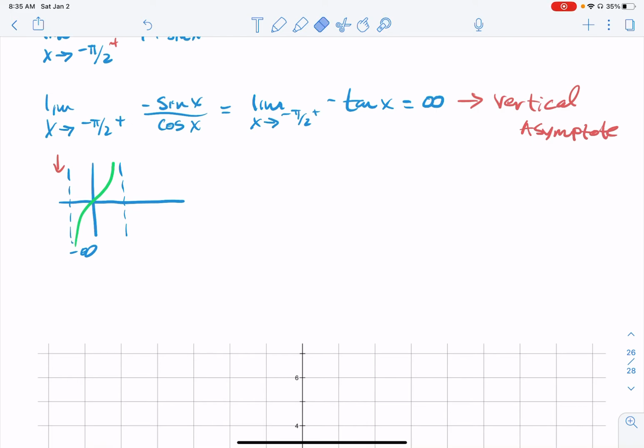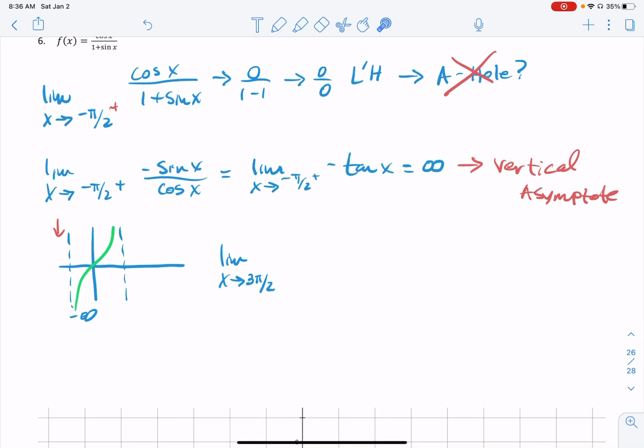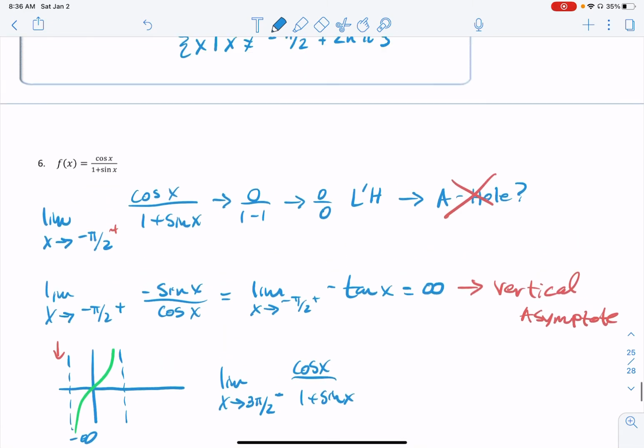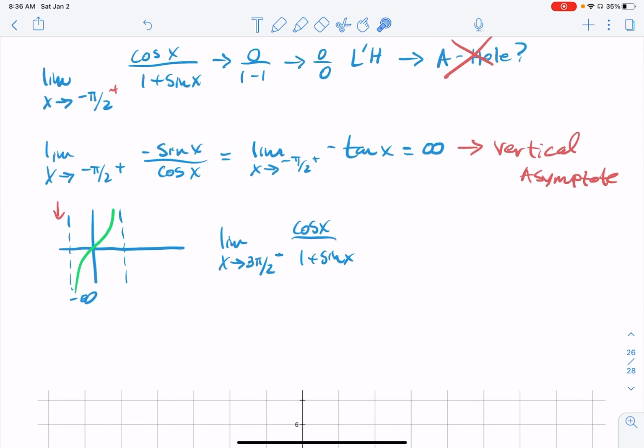I'll do the limit one more time. The limit as x approaches 3 pi over 2, and this time we're going to approach it from the left. It's the same function, cosine x over 1 plus sine x. Well, 3 pi over 2 is in the exact same place as negative pi over 2, so it's still going to give us 0 over 0, which means we're going to use L'Hopital's rule on this thing.